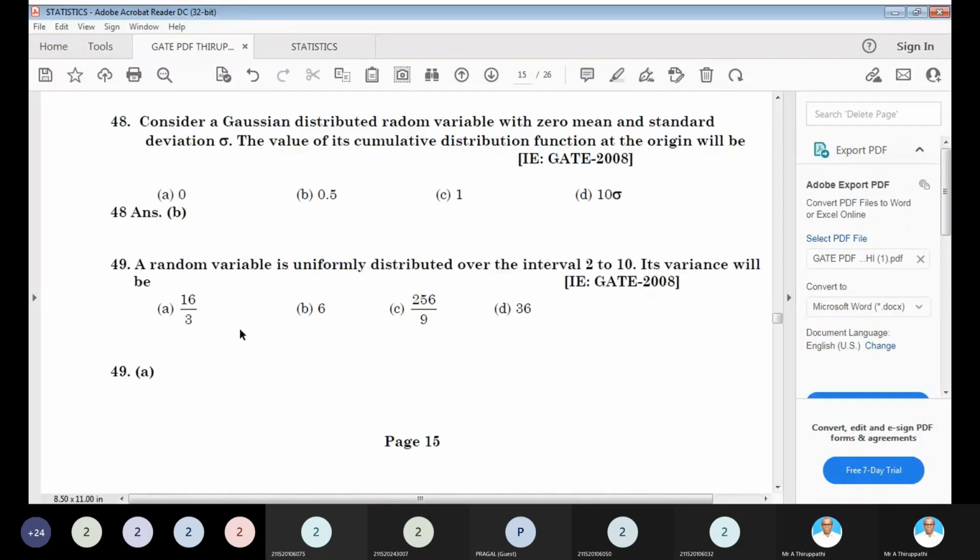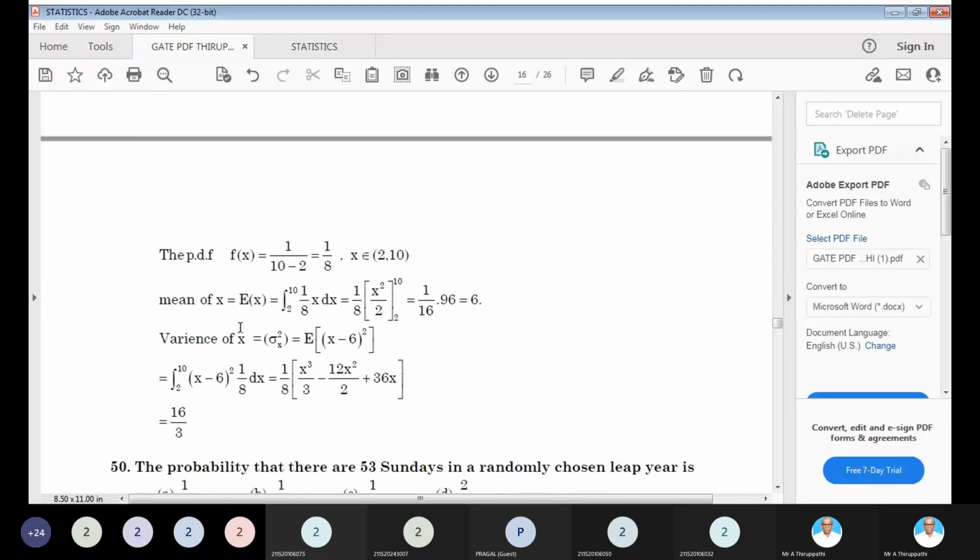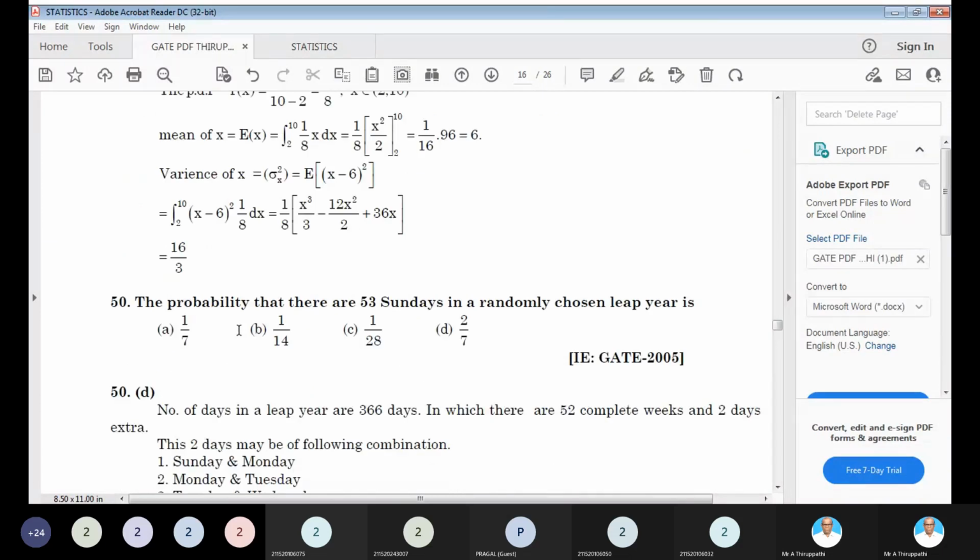The uniform distribution we have already discussed. This is the uniform distribution. Okay, so these are the most important questions.